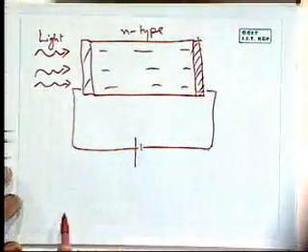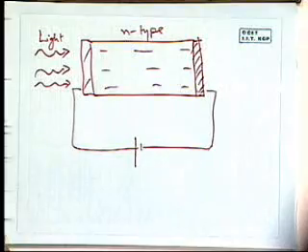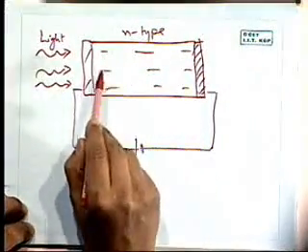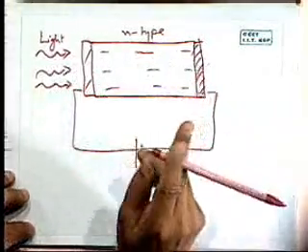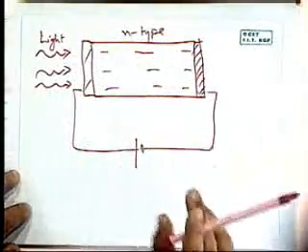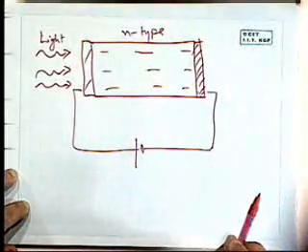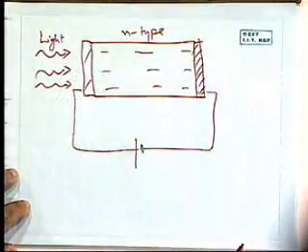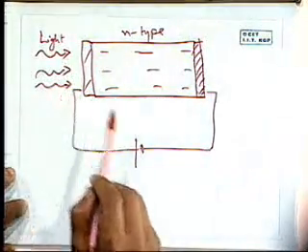What's going to happen? It's exactly the same situation as before. My drift current is still from left to right. Electrons are moving from right to left. What else is happening here? I've illuminated it with light. First of all, what will happen when the light falls on the sample?